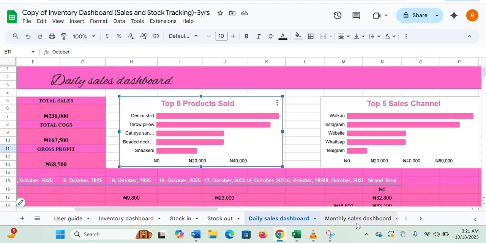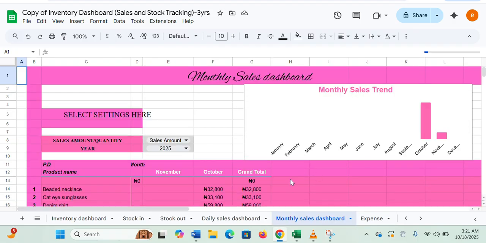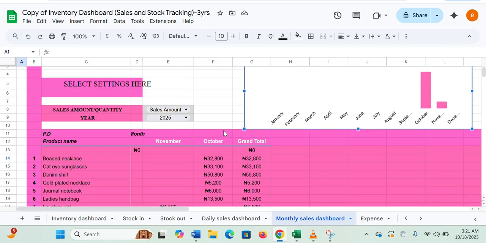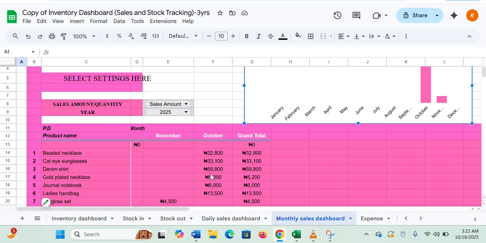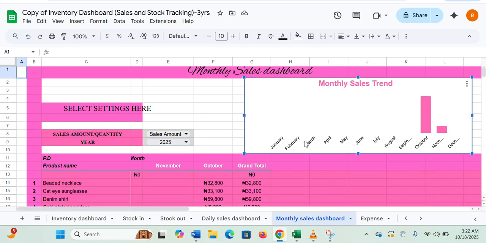So the next thing we want to look at is your monthly sales dashboard. Yes, this just shows you a monthly trend of your business. For example, let's remember again that this is a dummy sheet. I had only input goods for October and November. So if I had input goods for January up to September, you would see something here. I hope that you understand that.